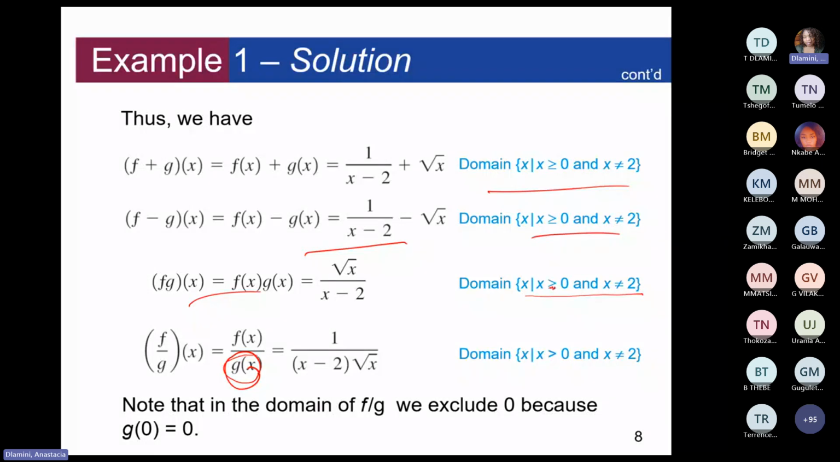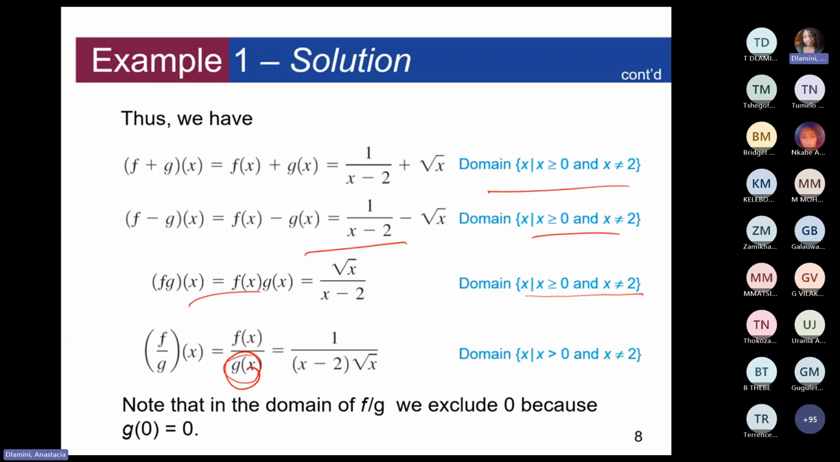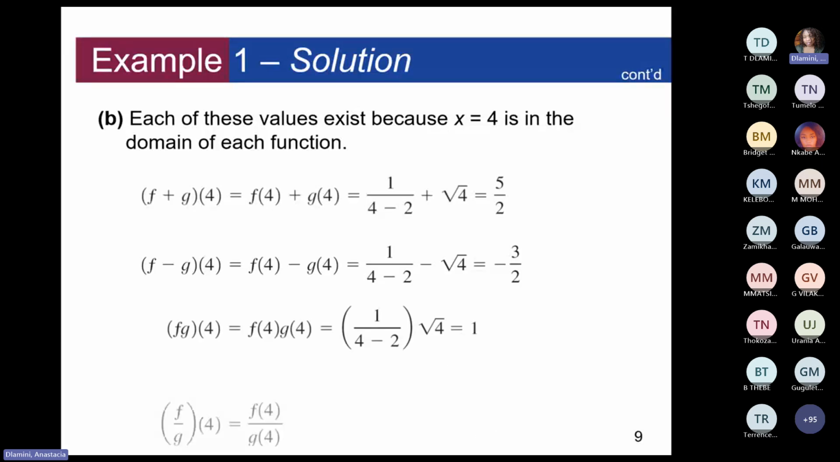Are we all okay up to that point? Yes or no, guys? Yes, ma'am. Okay, we're still on page 8. Each of these values exists because x equals 4 is in the domain of each function. So they're saying that we can substitute x equals 4 because it is found in all the domains mentioned here. So then we found the answers. Let's move to the next one.